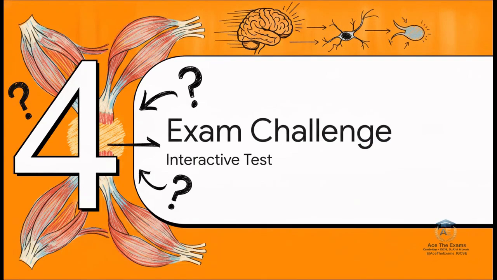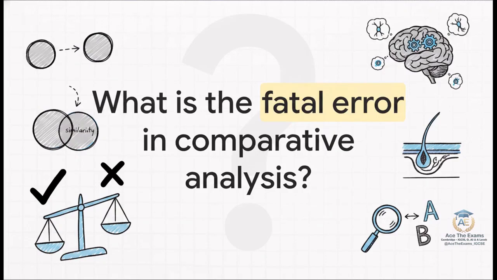Section 4, Interactive Exam Challenge. Okay, pause and predict for a second. What do you think is the fatal error in a typical student's comparative analysis of muscle structures? Think about what Cambridge examiners specifically require when they use the command word compare. I'll give you a second to think about it. Got it? Well, the fatal error is only identifying the differences. In 9700 biology, comparative analysis strictly requires identifying similarities and differences.